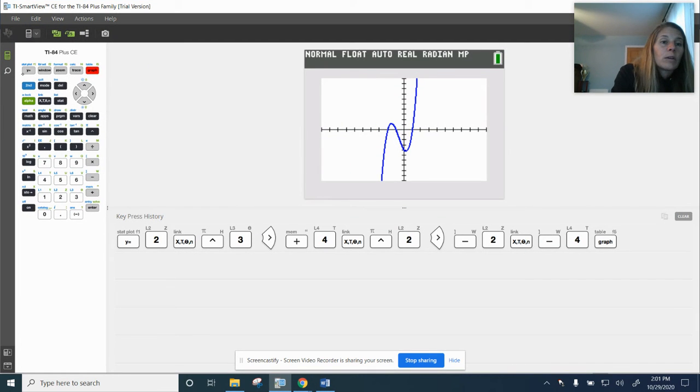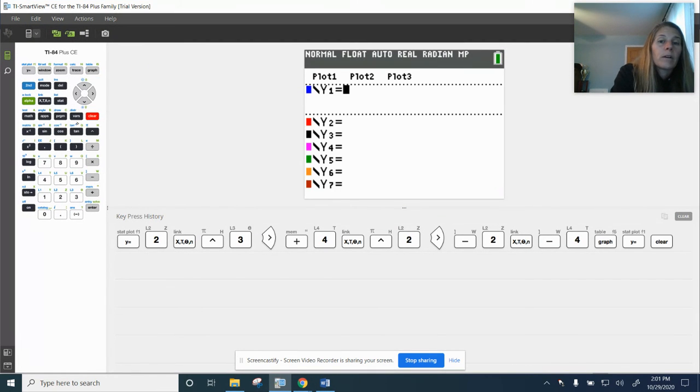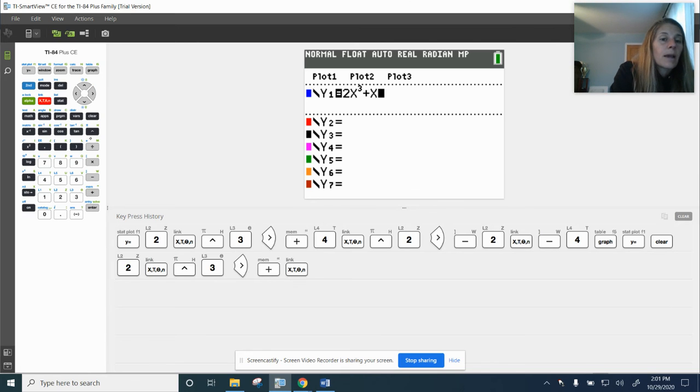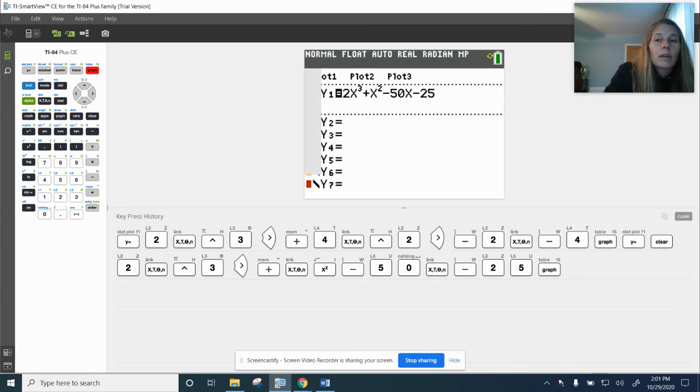So we go to our y equals, clear out the one that was in there, 2x to the third power plus x squared minus 50x minus 25, and then we hit graph.